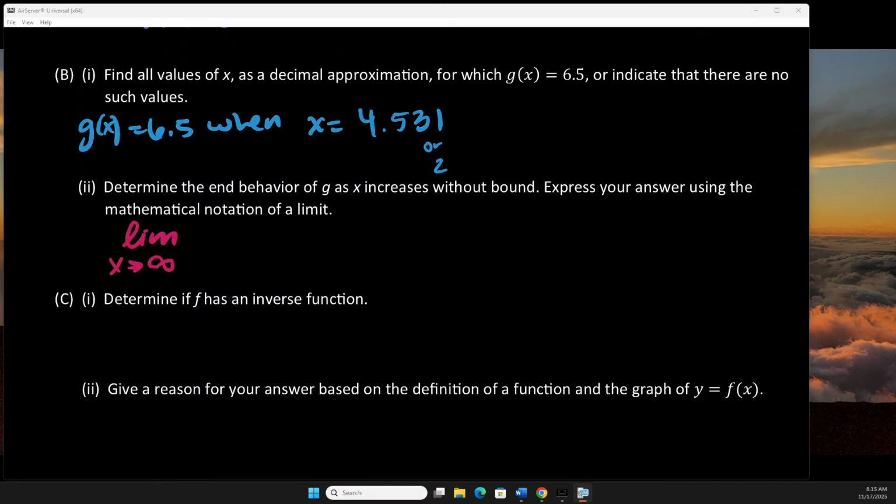Now don't forget that we have to do the 4 parts of the limit. And if this is asking about g, that needs to be g there. If you put f there, you do not get your points. So the 4 parts of the limit are the limit, what x is approaching, the function, and then basically what y is approaching.